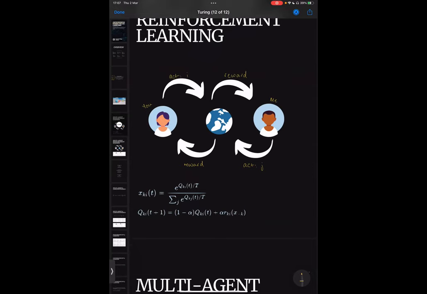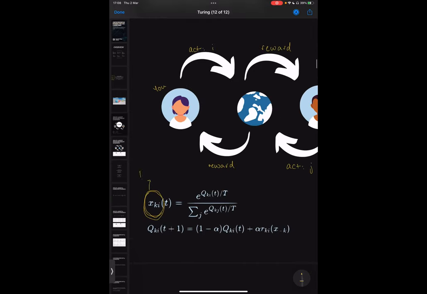Okay, so what are we interested in? We're interested in understanding the probability with which any given agent plays their action, okay? And we're going to monitor that using x_{K,I}. That's how we're going to label it. So x_{K,I} is the probability with which agent K plays action I. So in this example, it could be the probability with which you play rock, or the probability with which I play scissors, something like that.